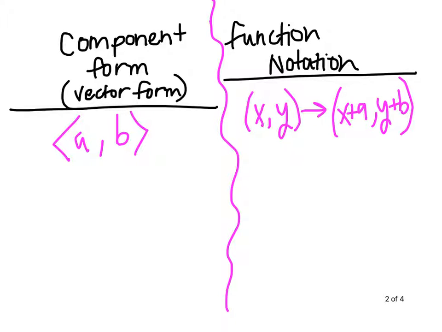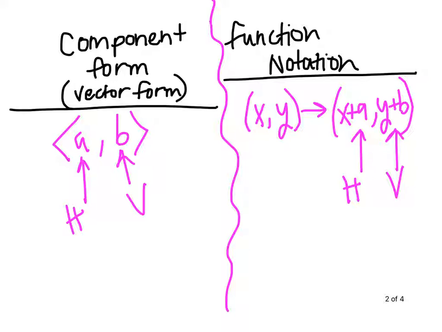It will just be adding our horizontal change and adding our vertical change. So it's just given in a different form. It tells you what you're adding to the x and what you're adding to the y. Same thing with component form. This is my horizontal change, and this is the vertical. So horizontal, vertical. All right.